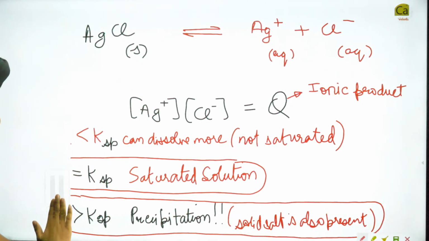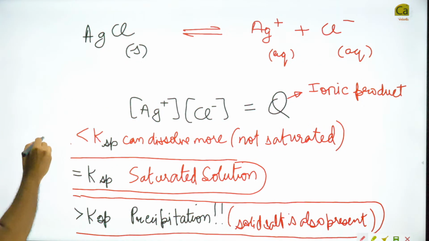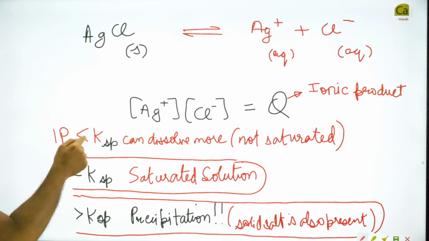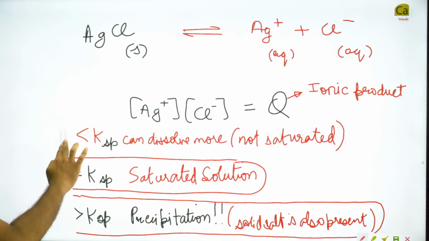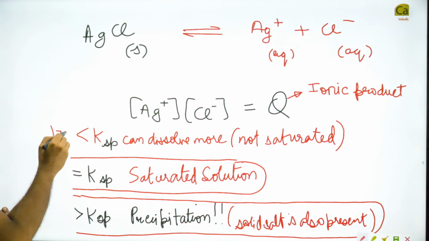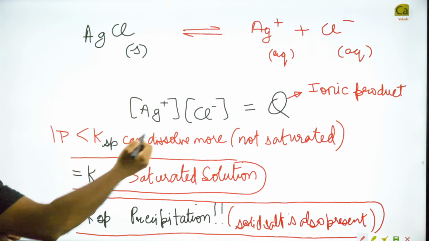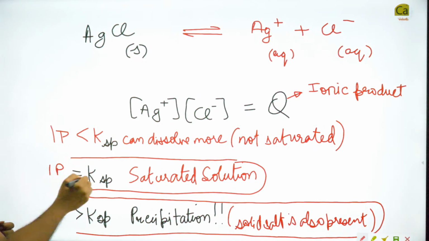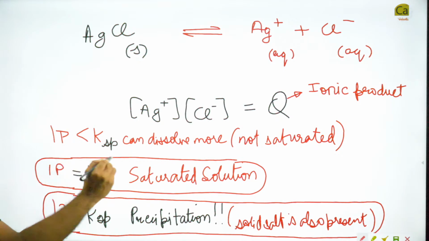Here also I'll rewrite things now. When the ionic product is less than Ksp, you can dissolve more. When the ionic product is equal to Ksp, it's a saturated solution. And when the ionic product is greater than Ksp, precipitation will occur.